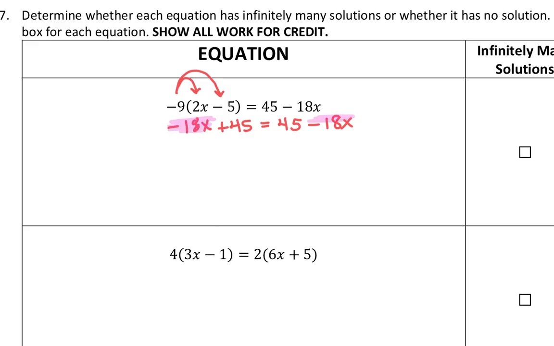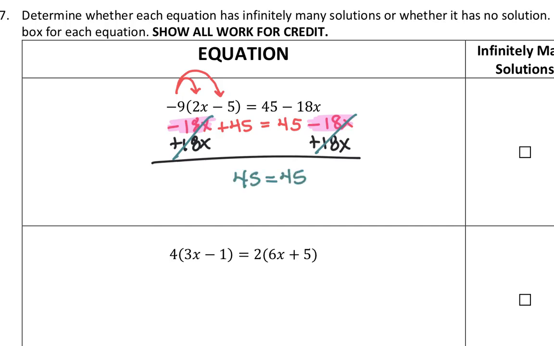And you notice that there's 2 of those and 2 of the other ones, right? Doesn't matter which one we move over. I'm going to move over the 18. The opposite of subtracting is adding. Now, when I add 18 to both sides, what happens to my x's? They cancel out. Good. You're left with 45 equals 45.